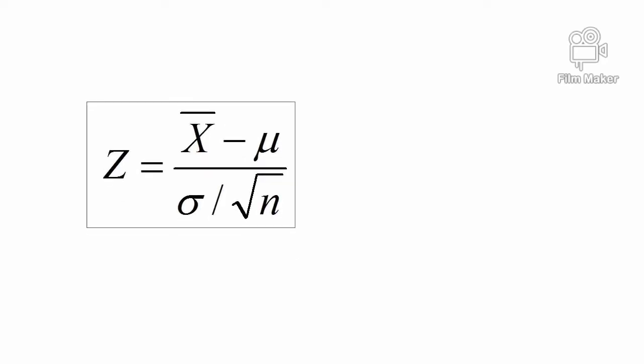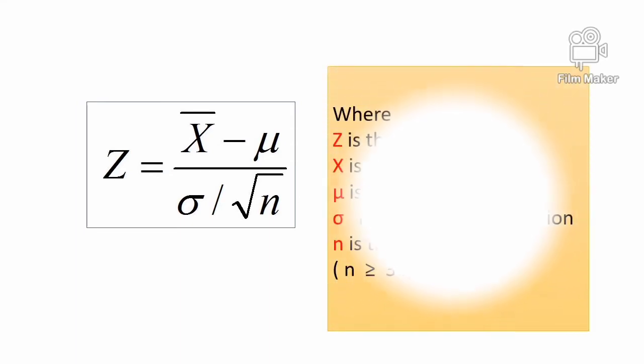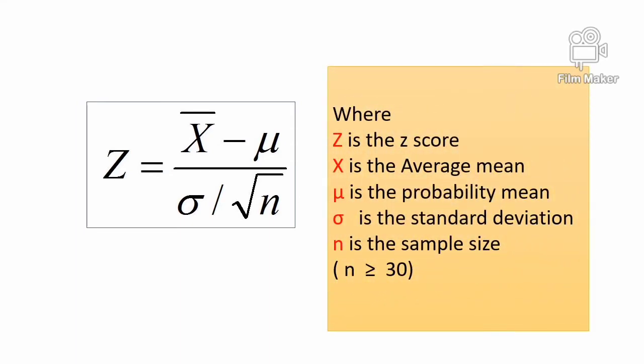So this is the formula, where z is the z-score, x is the average mean, mu is the probability mean, sigma is the standard deviation, and n is the sample size, n greater than or equal to 30. So the formula is z equals the average mean minus the probability mean, divided by the standard deviation divided by the square root of n.